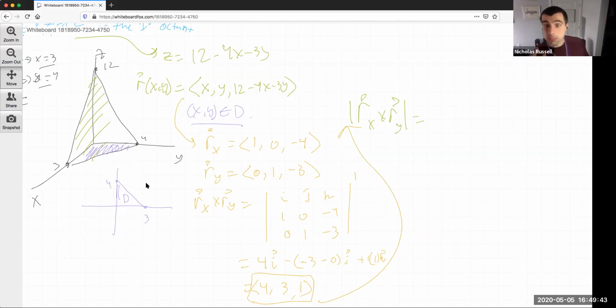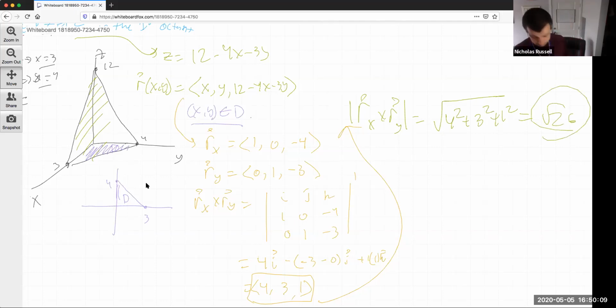It's okay if this is dependent on U and V. It should be for most of these surfaces. In this case, we have a very easy surface, so it's not going to be dependent on U and V. It's going to be just a constant. In this case, this just becomes 4 squared plus 3 squared plus 1 squared, the square root of that. 16 plus 9 plus 1, so 26. Yeah, square root of 26.